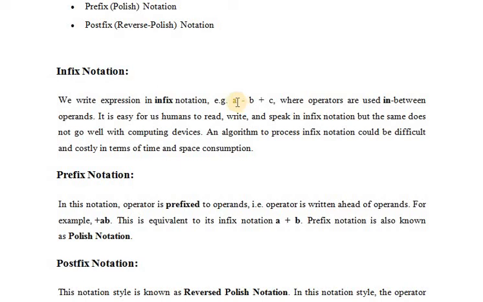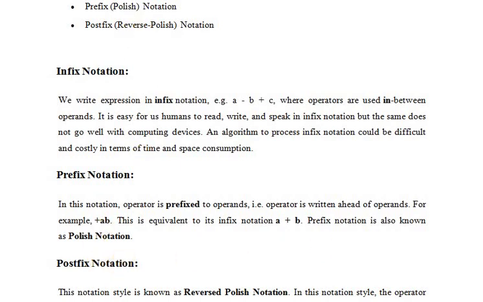Okay, now we'll see the prefix. Infix means between the operands. Prefix means before the operands, the operator is placed. In this notation, the operator is prefixed to operands, that is, the operator is written ahead of operands. For example, plus AB. This is equivalent to infix notation A plus B. Already I have said that this also gives the same output. Prefix notation is also known as polish notation. If we are going to write the examination, they may ask about polish notation or prefix notation.